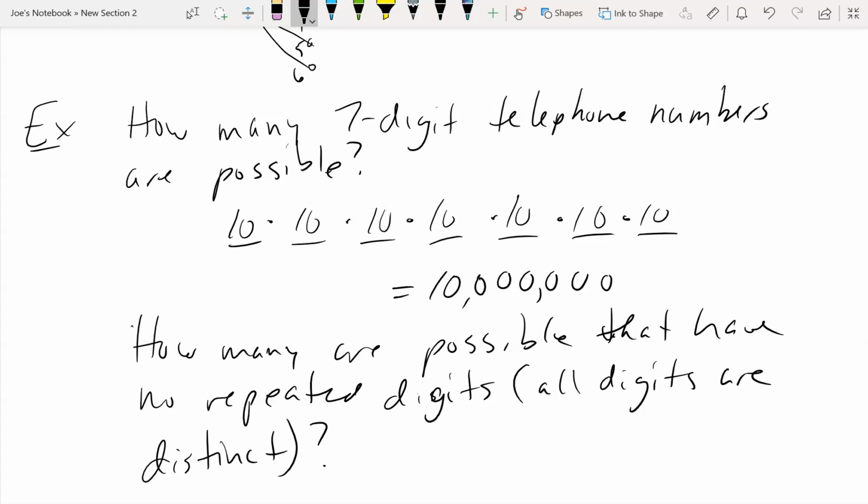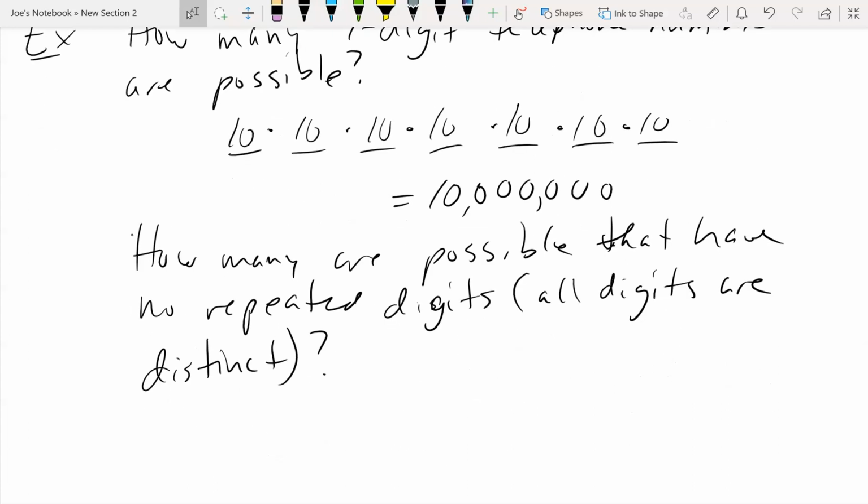Now, same concept again. We have 7 tasks. And we're going to do one after the other. So we're going to multiply.